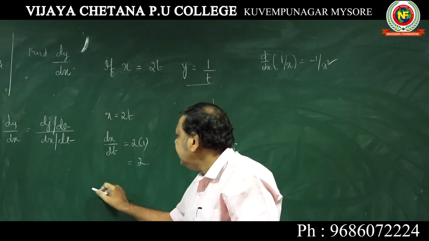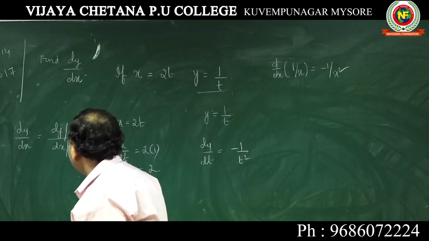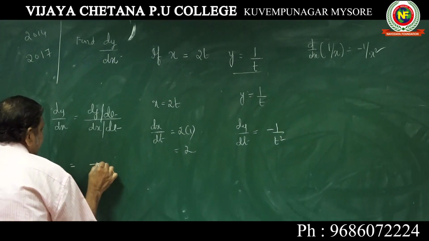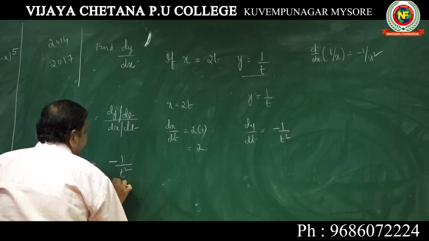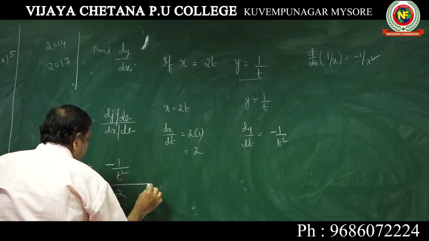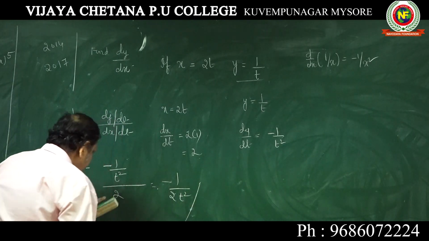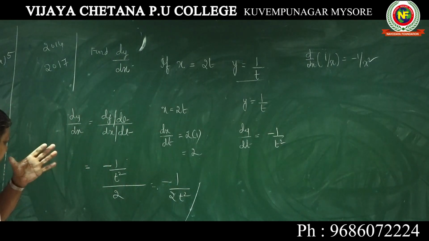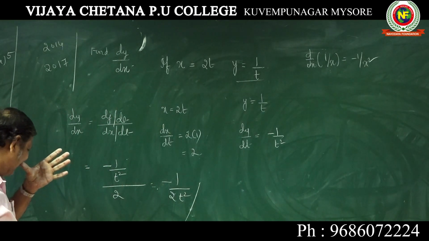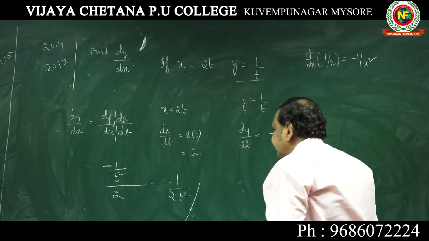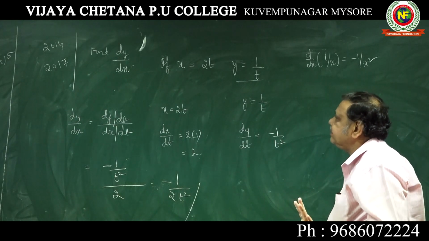Now dy by dx is equal to dy by dt divided by dx by dt, that is minus 1 by t square divided by 2, or it is minus 1 by 2t square. This 2 will come here. Minus 1 by 2t square is the answer, and this is the correct answer. Minus 1 by 2t square is the final answer.